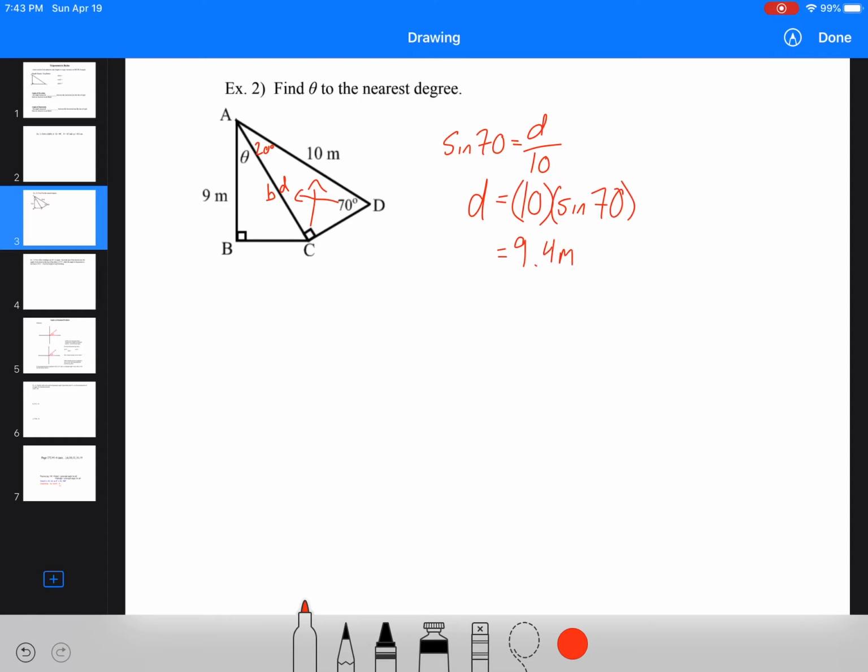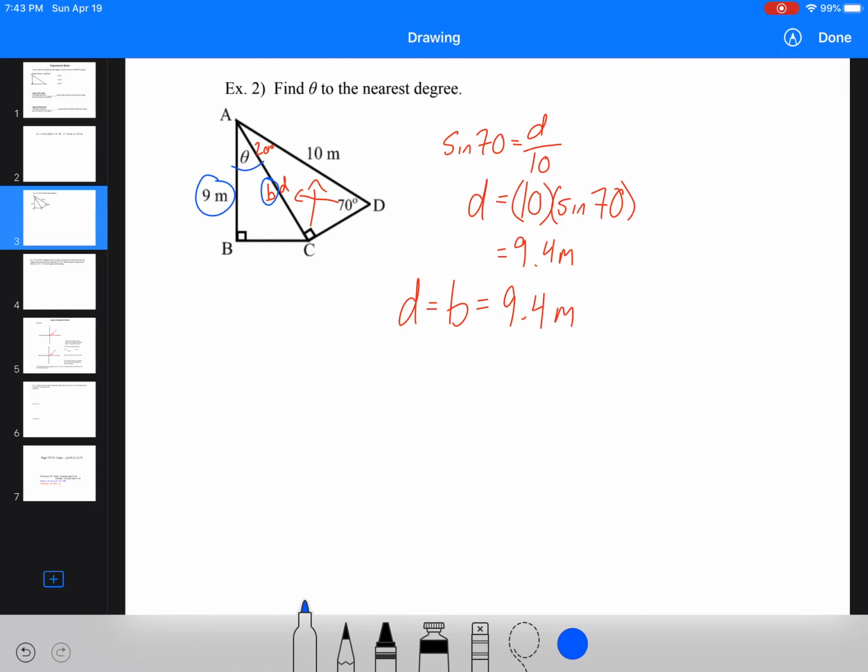And we get 9.4. We'll just round to one decimal here. 9.4 meters. I'm leaving that number in my calculator because we know that D equals B, therefore B equals 9.4 meters. And now we need to find theta.